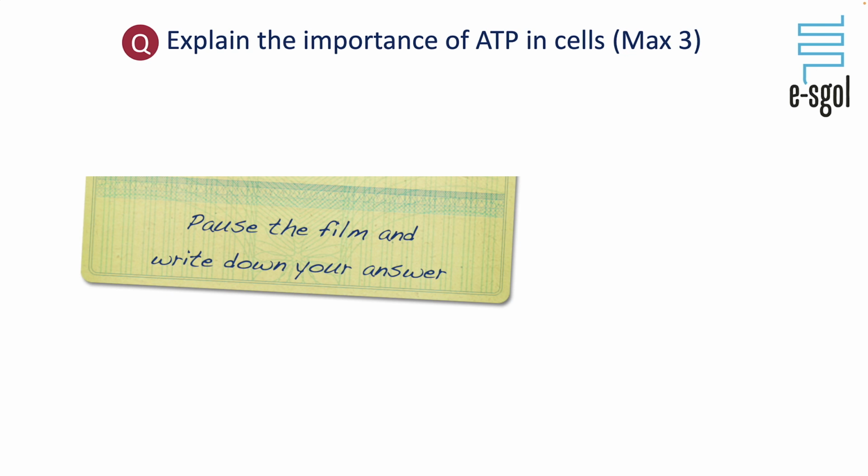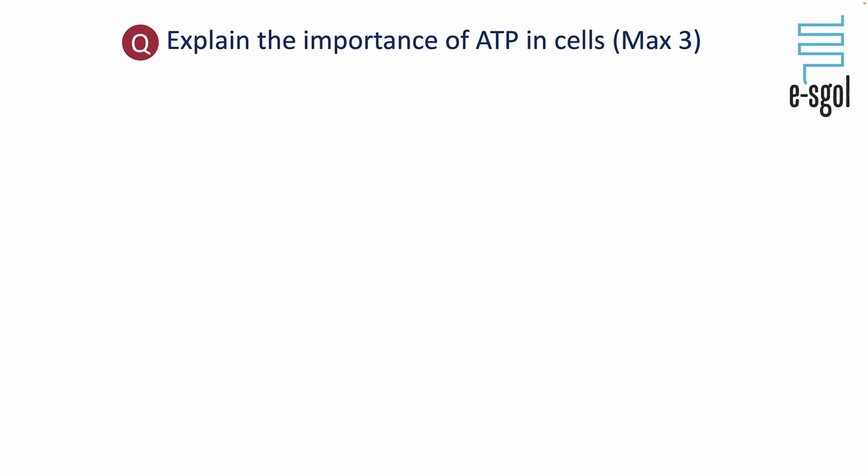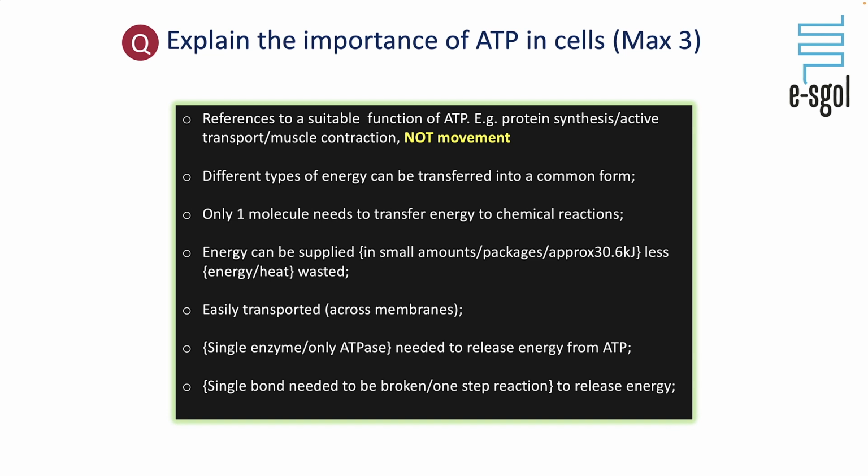Explain the importance of ATP in cells. Max 3. Here are the acceptable answers, check yours against them. References to a suitable function of ATP, e.g. protein synthesis, active transport, muscle contraction, not movement. Different types of energy can be transferred into a common form. Only one molecule needs to transfer energy to chemical reactions. Energy can be supplied, in small amounts, packages, approximately 30.6 kJ, less energy, heat, wasted. Easily transported, across membranes. Single enzyme, only ATPase, needed to release energy from ATP. Single bond needed to be broken, one-step reaction, to release energy.